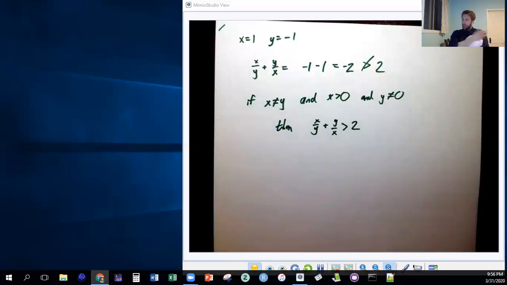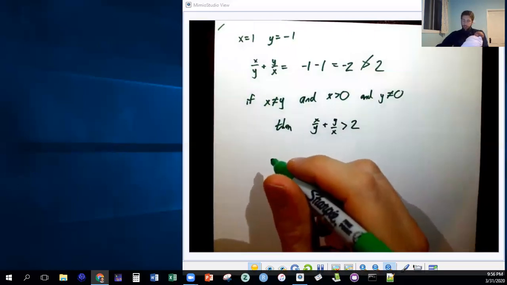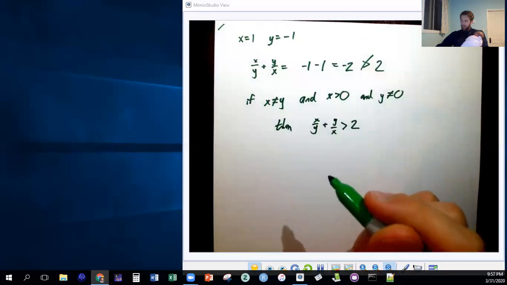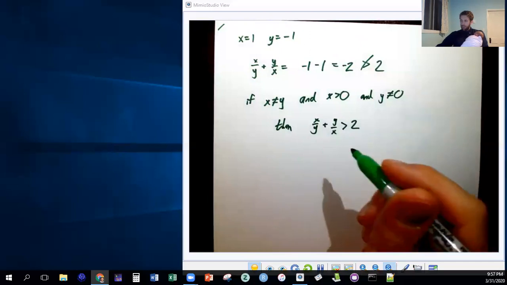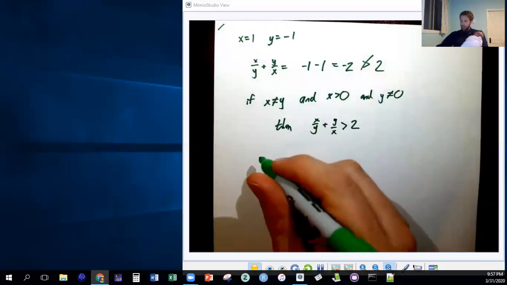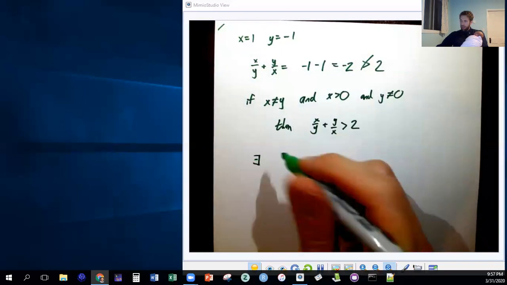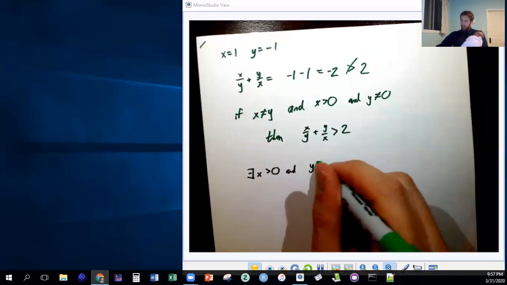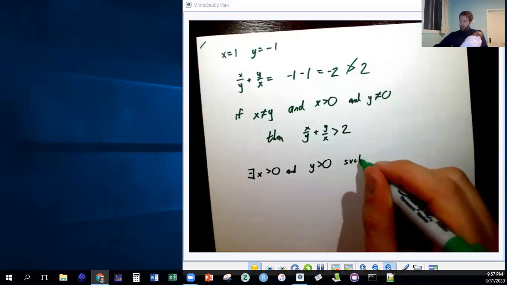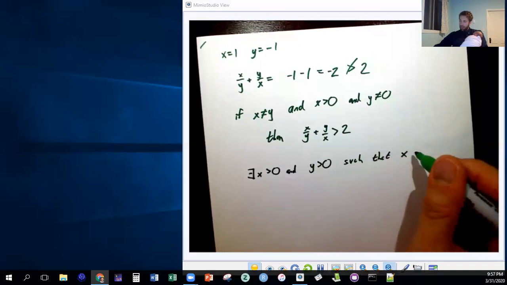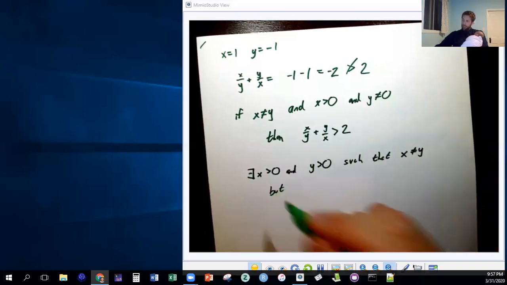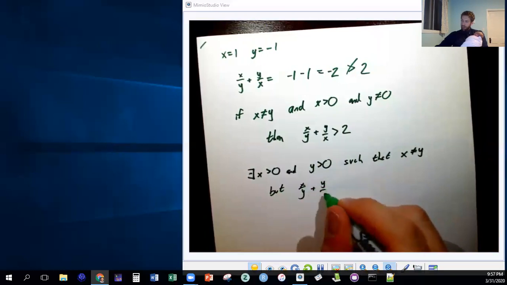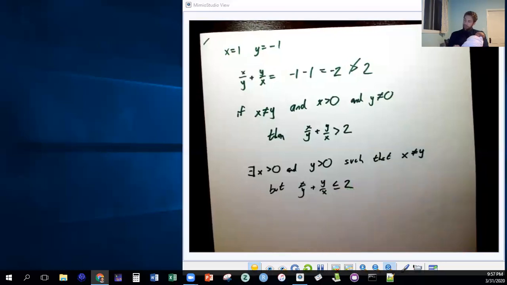So the statement is false. If it's false, then there exists an x and y, an x greater than 0 and y greater than 0, such that x is not equal to y, so the hypothesis is still true, but x over y plus y over x is less than or equal to 2. That would give us the proof by contradiction.